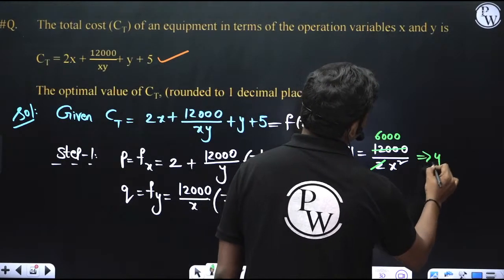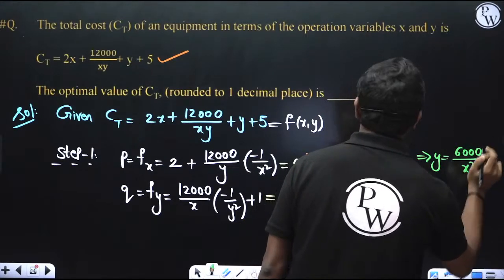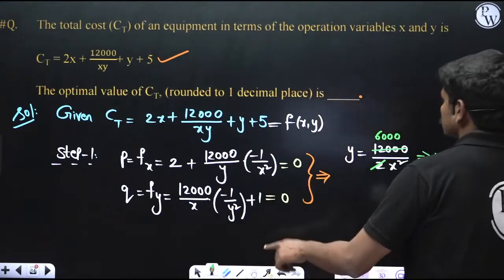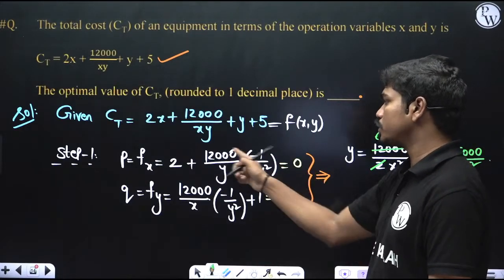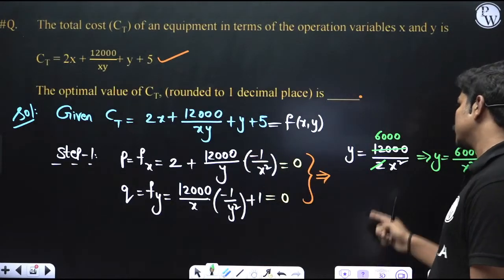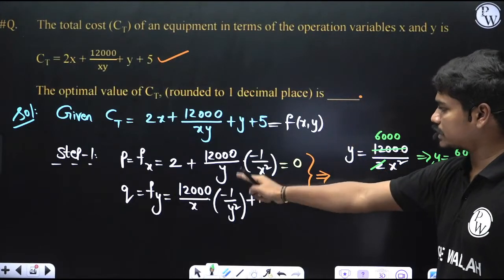So y is equal to 6,000 by x square is what you get. Okay, 6,000 by x square. So ultimately, if you bring this term to the right hand side, 2 cancels, and y times x square is 6,000, so y is equal to 6,000 by x square. This is the first option. Now substitute this y equal to 6,000 by x square in this equation.